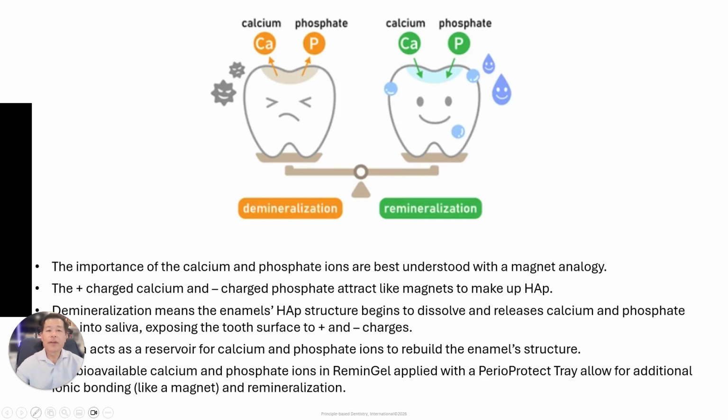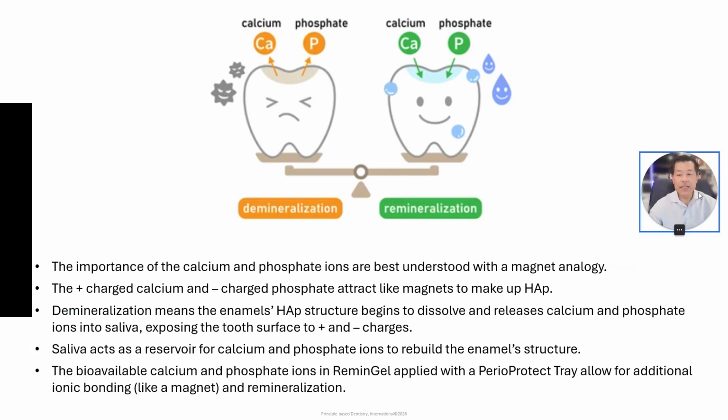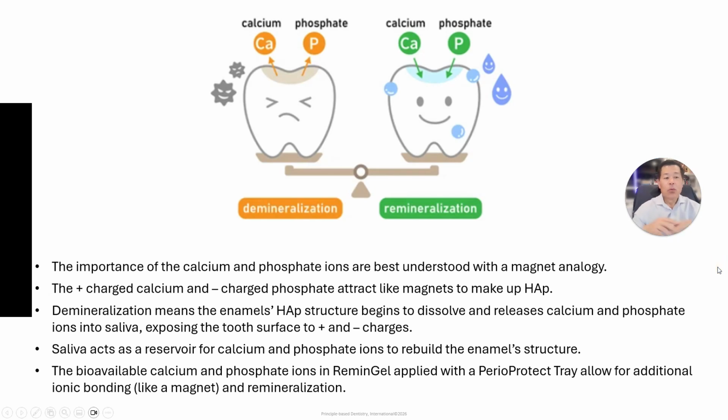And then we've got the calcium and the phosphate. Well, what are the calcium and phosphate doing? Well, they're positively charged calcium and negatively charged phosphate, right? But they help to make up the hydroxyapatite. So when we get demineralization, we start to lose the calcium phosphate, which leaves open charges on the tooth. So now the saliva acts as a reservoir of calcium phosphate to help rebuild the enamel surface. So by using the Remin gel, because the Remin gel is a source of calcium phosphate, and the Perio Protect trays help to keep that around the teeth and squeeze it in between the teeth, then ionically we get that healing of the tooth structure.